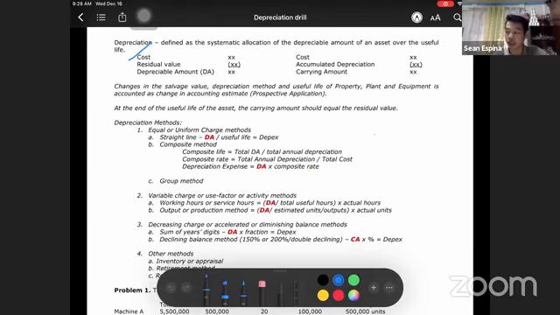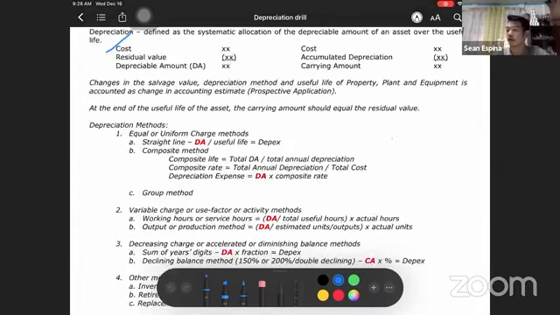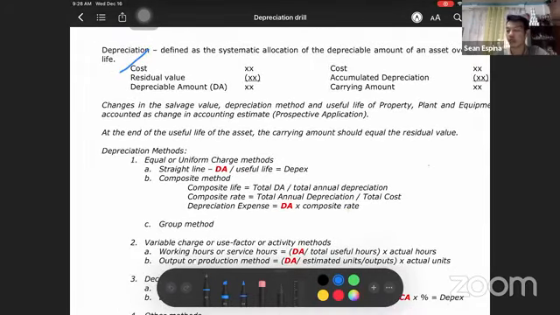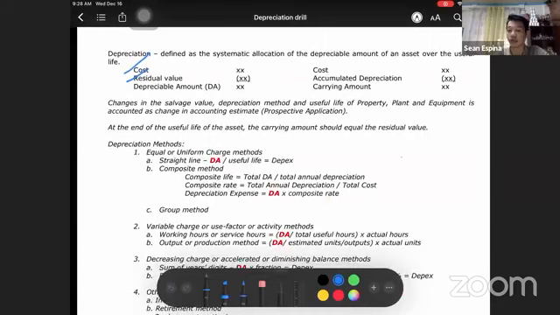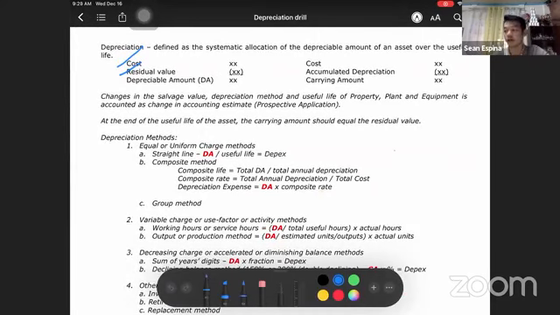So cost minus the residual value, that is your depreciable amount. Take note of the term depreciable amount. When we say depreciable amount, that is cost minus the residual value. Then to compute the carrying amount or the subsequent measurement, it's either under the cost model or revaluation model, still the carrying amount is what you compute as the subsequent measurement. It depends on whether it is the original cost or the revalued carrying amount if you use the revaluation model.